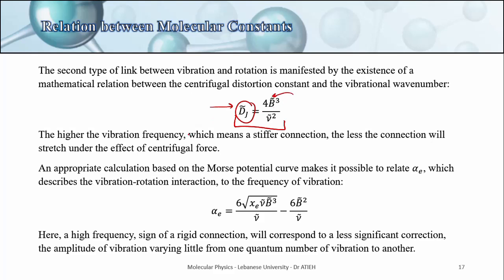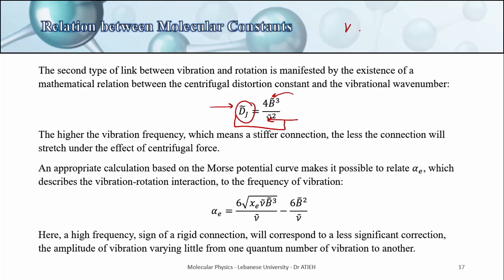B is the rotational constant, it's also related to rotation. And here there is the vibrational wave number of oscillation of the molecule. So you can see that there's a relation between the centrifugal distortion constant and the vibrational wave number nu bar. So this is a second way of interrelation between rotation and vibration. D depends on nu bar, not only the quantum number, but also the frequency of vibration or the wave number of the vibration.